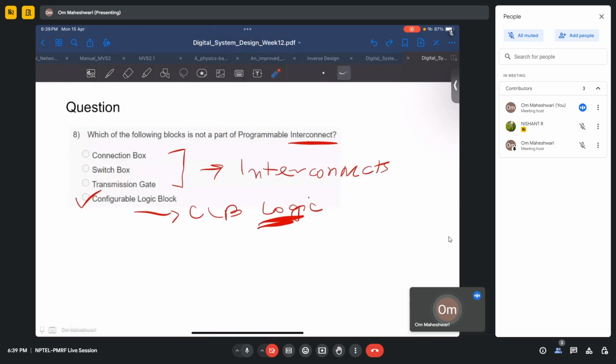Which of the following blocks is not part of programmable interconnect? Connection block, switch box, transmission gate. So these all three are interconnects. Configurable logic block is the actual logic block which needs to be connected using this programmable interconnect. So CLB is not a part of programmable interconnect.